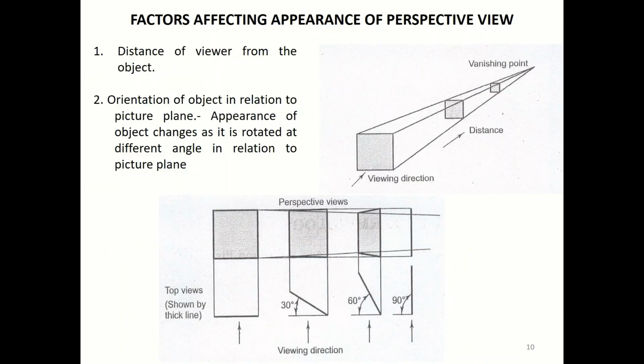So this slide shows the two factors that affect how the perspective view will look. The two factors responsible for the appearance of a perspective view are the distance between the observer and the object, and the second factor is the orientation of the object, how the object is placed with respect to the picture plane, the vertical plane we discussed in the last slide. So these are the two important factors that decide how the perspective projection will look.